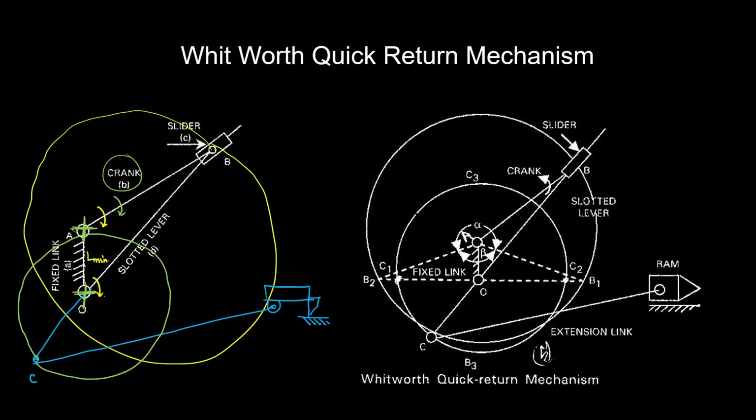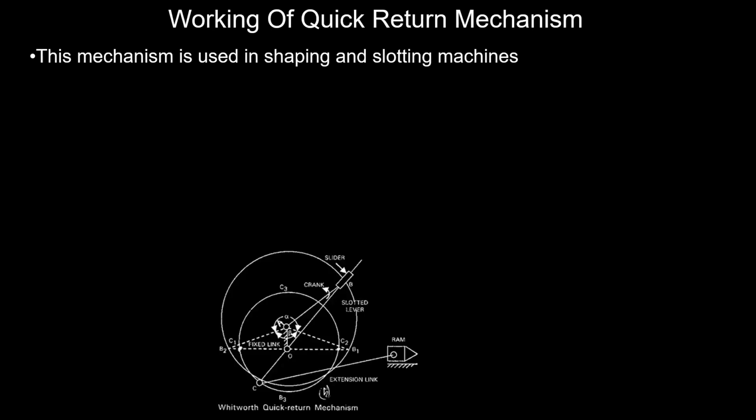So this is the working of the Whitworth mechanism. You can see here two different positions, that is B1 and B2, so that we will understand the extreme positions of the cutting tool and how the cutting tool is going to cover the distance. Now let us try to understand the working of the Whitworth quick return mechanism. And during the working, we also will try to predict the positions of the link when the cutting tool is attaining the extreme positions. So here the quick return mechanism is used in shaper and slotting machines.